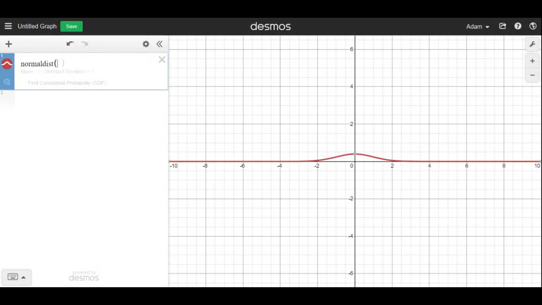NORMALDIST, parentheses. You could leave it alone because it thinks you're working in the standard normal distribution, okay? Or you could just type in 0, 1. You could actually type in the mean and standard deviation from the word problem, which is 33.5 and 5.6 for the mean and standard deviation. And then you can calculate these percentages. But let me just do it this way with the z-score.